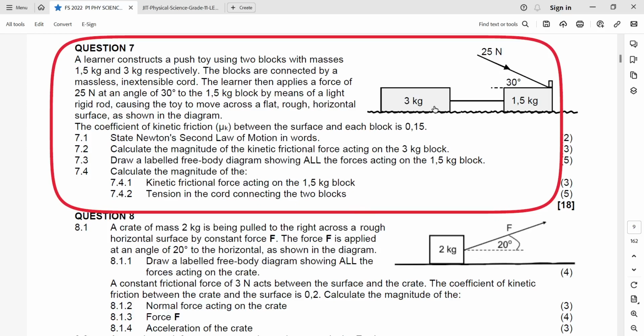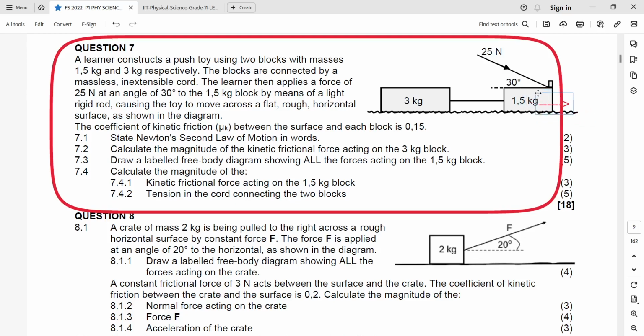If you can look at the diagram of number 7, we have an object of 1.5 kilograms attached to another object by a string, the object which is 3 kilograms. Now the force applied to the 1.5 kg object is applied at an angle of 30 degrees. The arrow shows the direction. Therefore, the force will have to go to the right. So this is the direction in which the force is going.